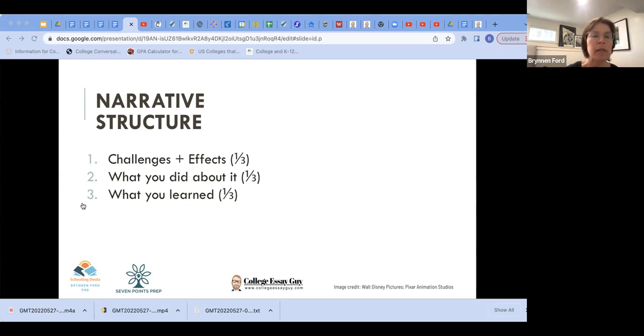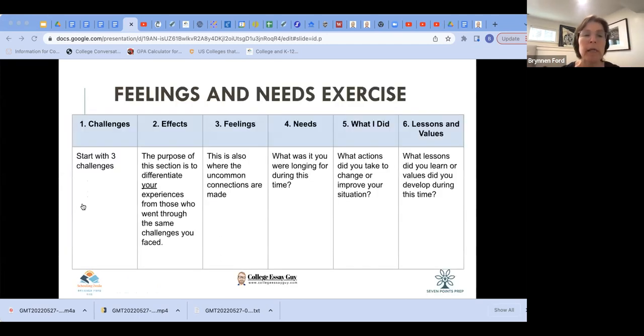And there is a brainstorming exercise associated with this that I'd recommend everybody do if you're wanting to do a narrative essay, to do this feelings and needs exercise. So you start with at least three challenges that are likely related to each other, or they don't have to be, but in this, it's most effective to have these things be related. What were the effects of that?